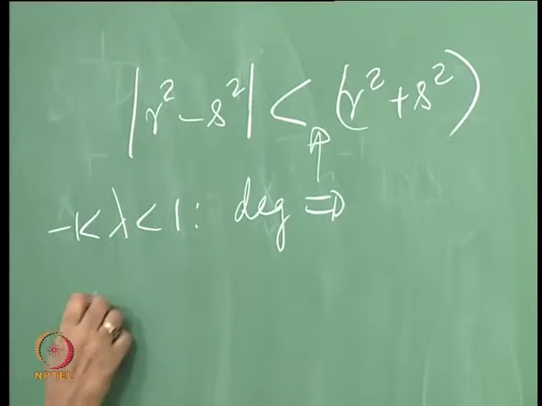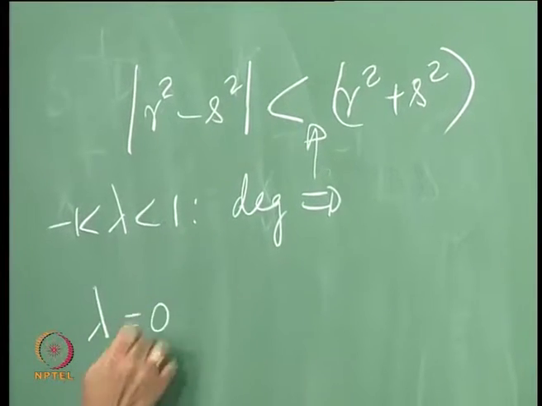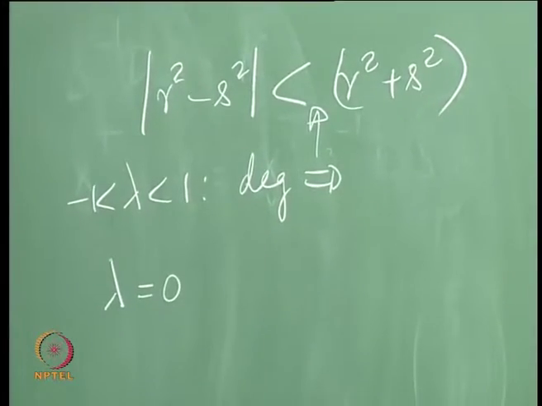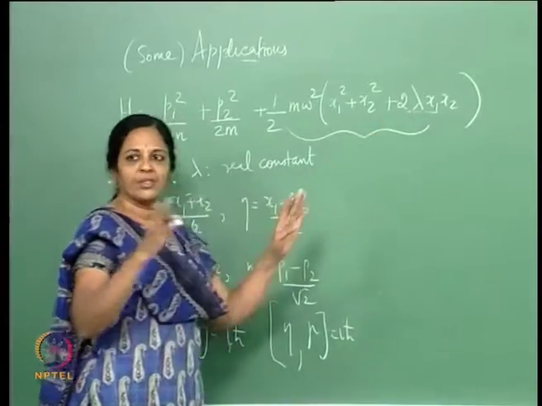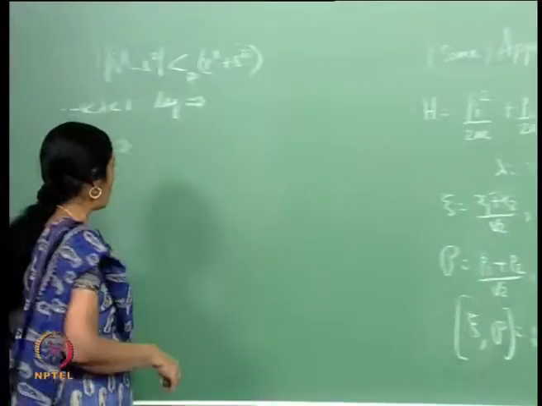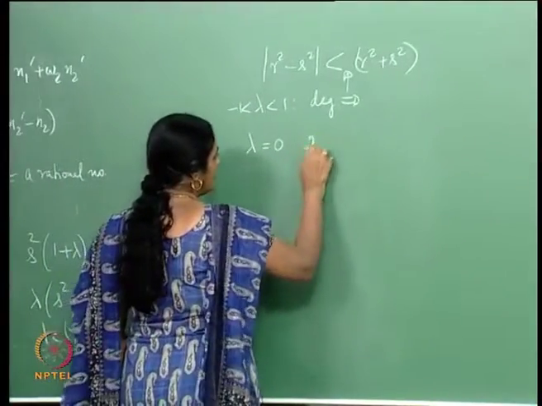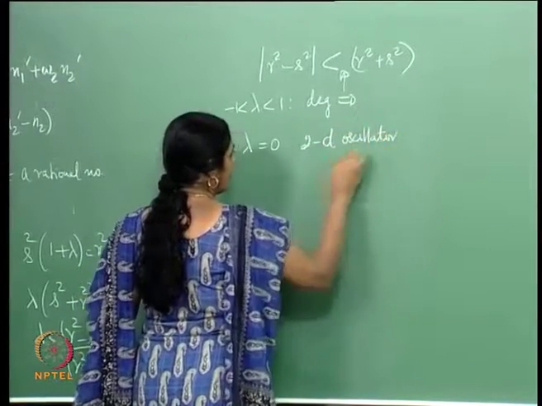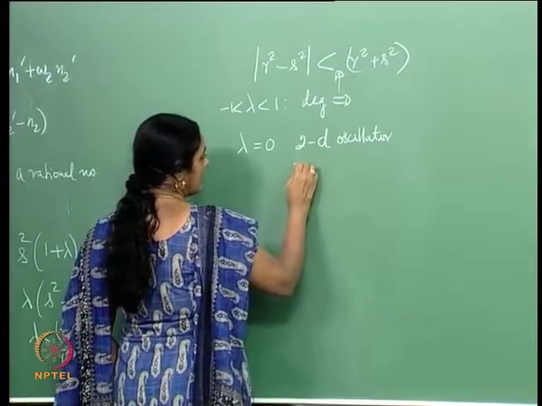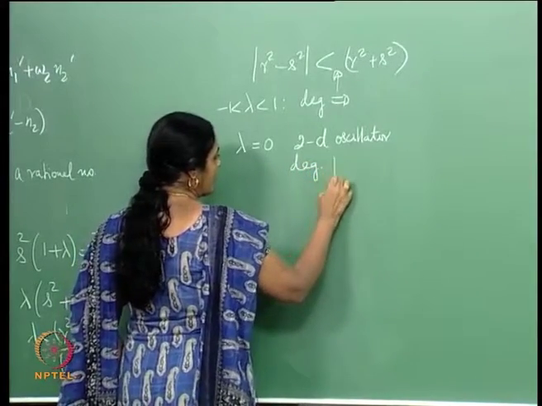Second thing, what happens if lambda is equal to 0? Go back to the original problem. If lambda is equal to 0, you have the isotropic two-dimensional oscillator, and degeneracy present.